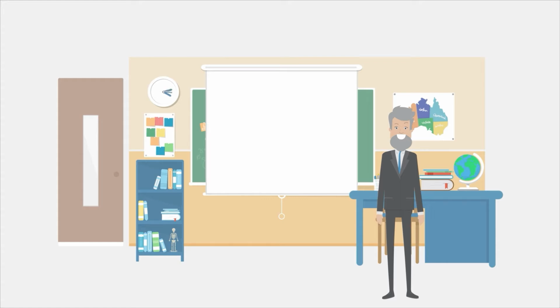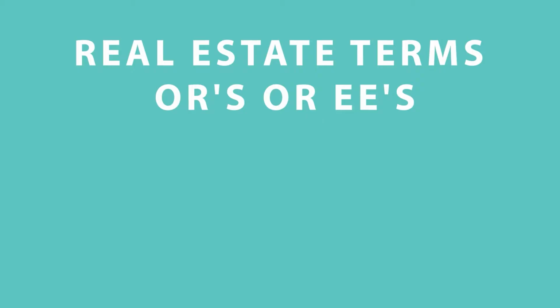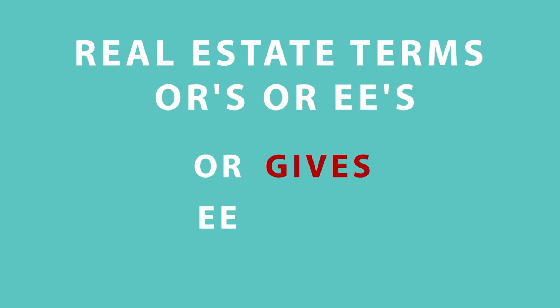Let's get started. On the real estate exam, you'll hear words like Mortgagor, Mortgagee, Grantor, Grantee, Optionor, Optionee, and the list goes on and on. As a basic understanding, you should know that the suffix OR gives and EE receives. Try to remember that there are multiple E's in receive.